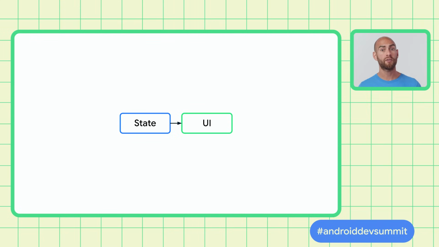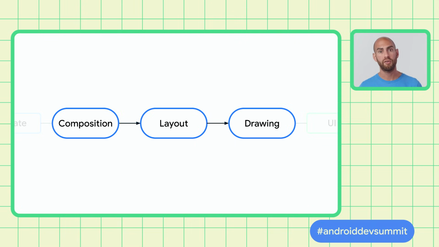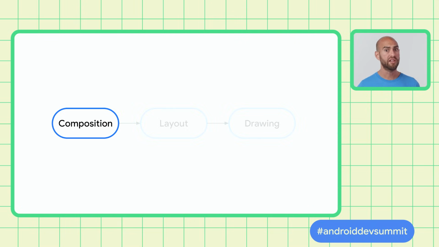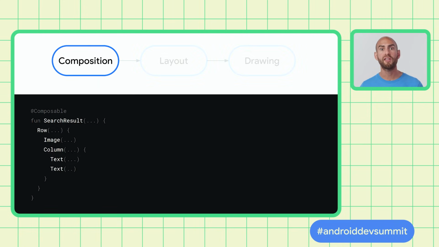Jetpack Compose transforms state into UI, but how does it do this? It's a three-step process: composition, then layout, then drawing. Composition executes your composable functions, which can emit UI, creating a UI tree. For example, executing this search results composable yields a tree like this. This is a pretty simple example, but your composables can contain logic and control flow, producing a different tree in different states.